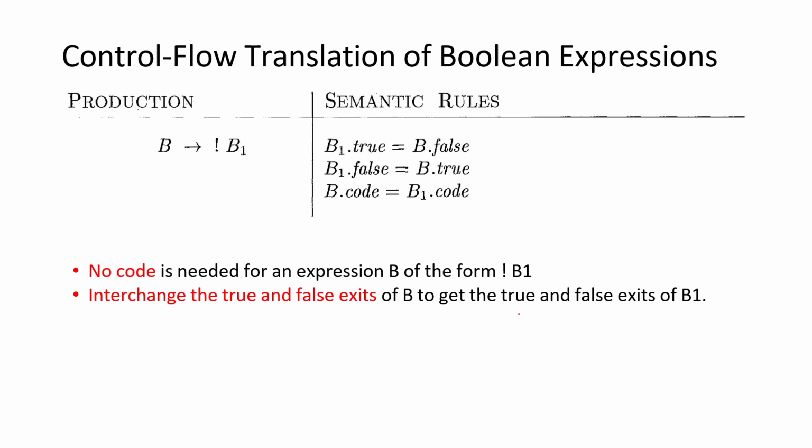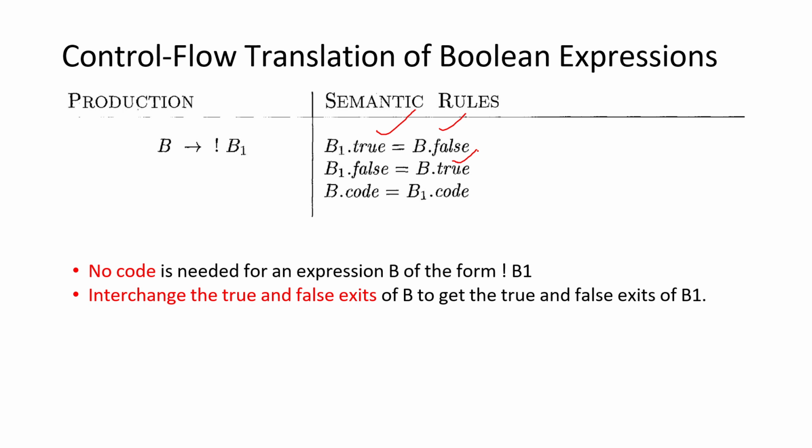Next one, the NOT statement. B points to not B1. When B is true, it means B1 is false. When B is false, it means B1 is true. So B1.true equals B.false. As per the NOT statement, if B1 is true, then B is false. If B1 is false, then B is true.